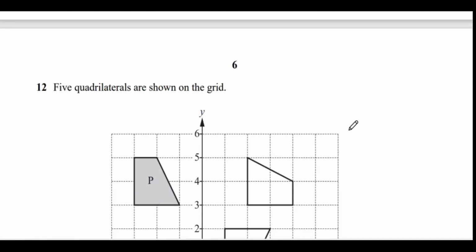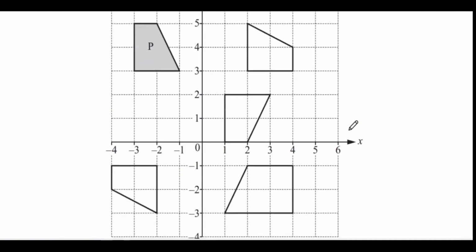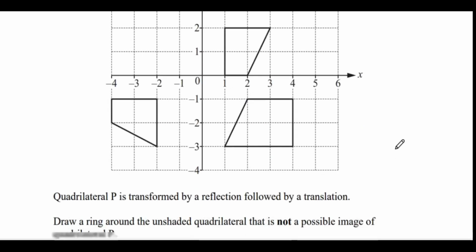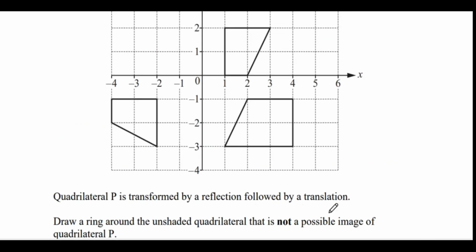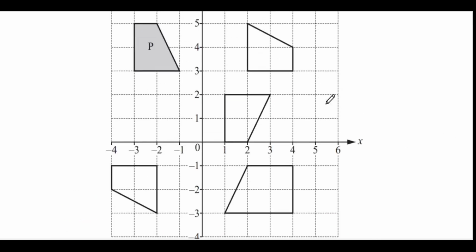So we have 5 quadrilaterals as shown on the grid. So the object itself is P. We have different images. So they now ask us, the quadrilateral P is transformed by reflection followed by translation. Draw a ring around the unshaded quadrilateral that is not a possible image of P. Okay. So from what we can see, we have only reflection and translation. So there's no form of enlargement. So we are not going to be expecting a bigger shape from P.